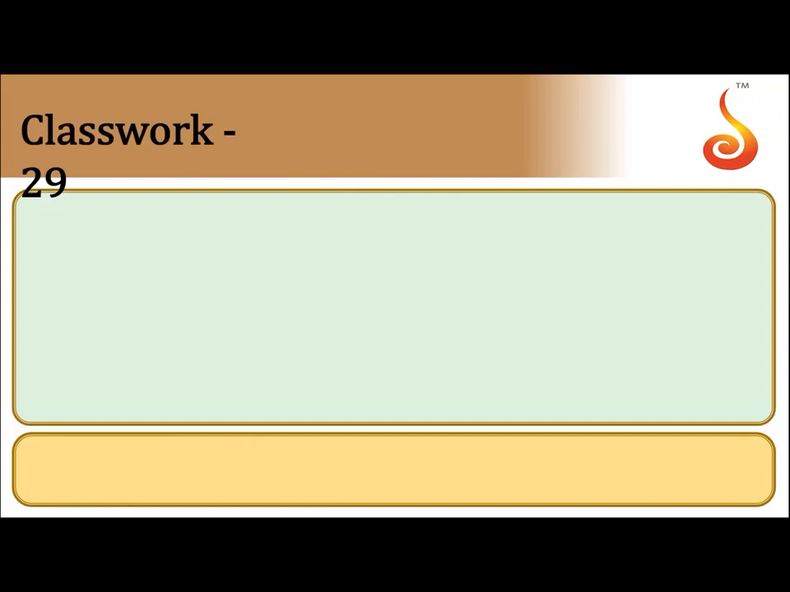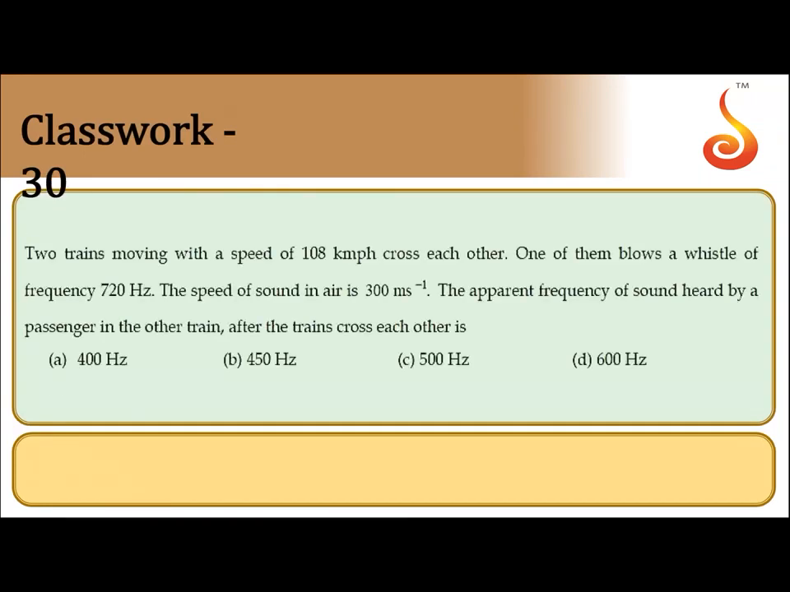Yes, we shall move on to the next one. Two trains moving with a speed of 108 km per hour cross each other. One of them blows a whistle of frequency 720 Hz. Speed of sound in air is 300 meter per second. The apparent frequency of the sound heard by a passenger in the train after the trains cross each other is.